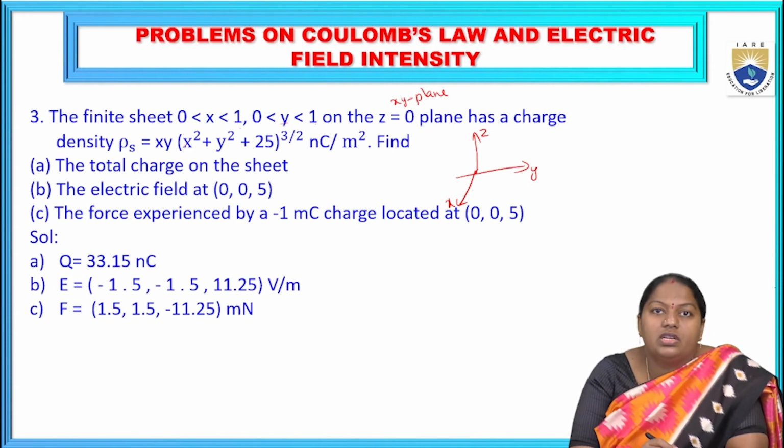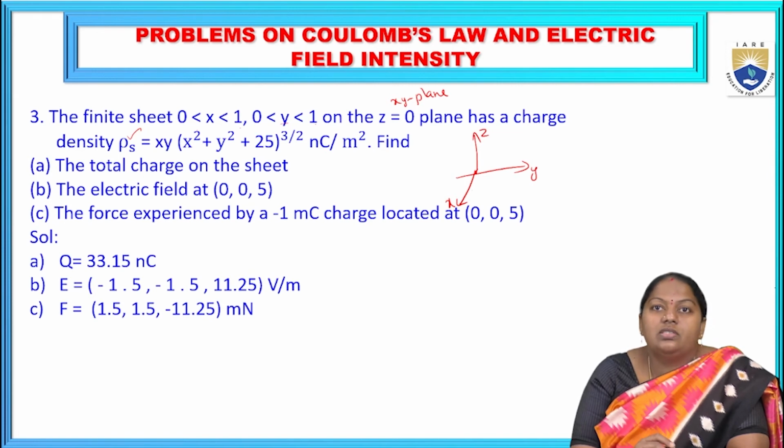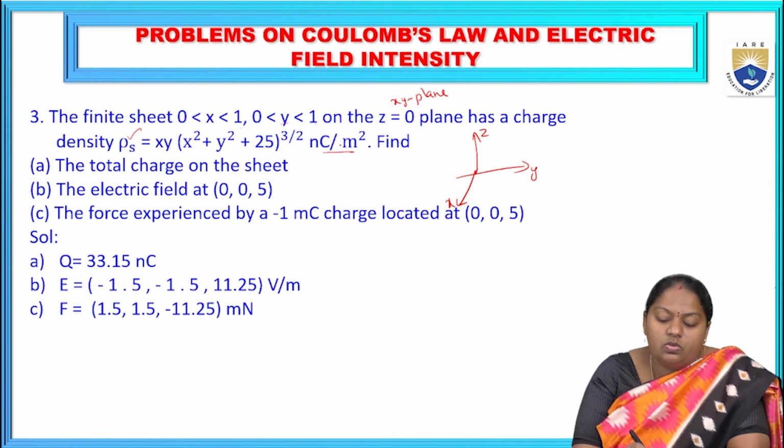So we have considered a finite sheet. That's why throughout the sheet the charge is uniformly distributed. Hence its density is given as rho s, the surface charge density, which is equal to xy into (x square plus y square plus 25) whole power 3 by 2 nanocoulomb per meter square. Generally, electric charge is measured in coulombs, and density means it is occupying some area. Hence, it is measured in nanocoulomb per meter square.